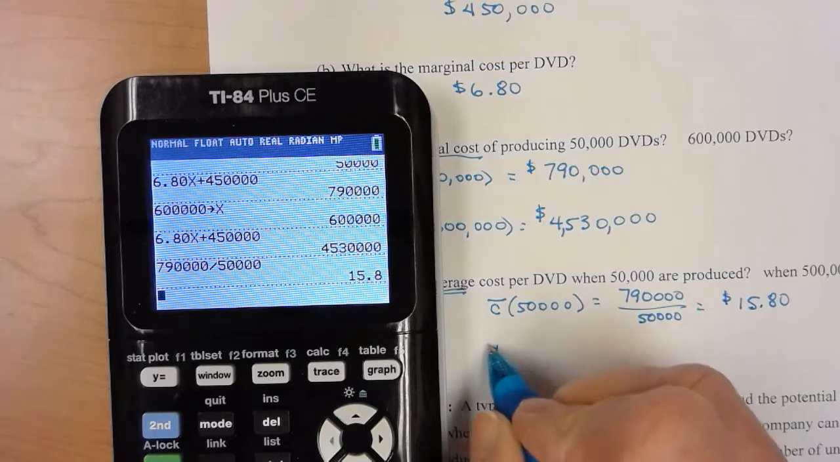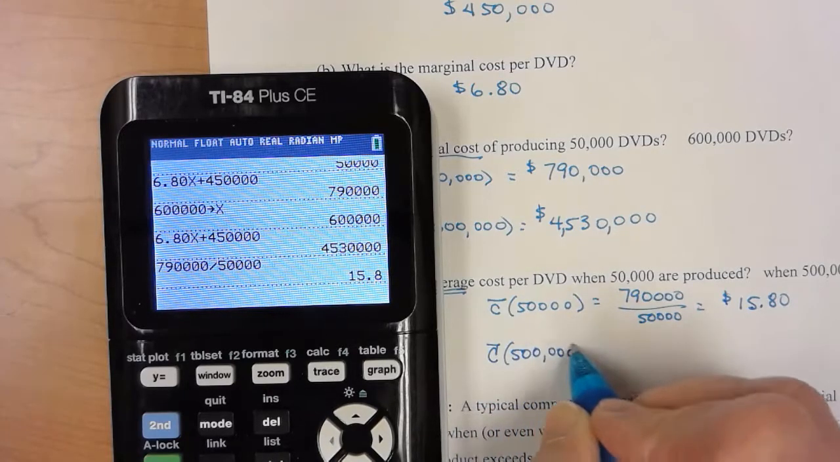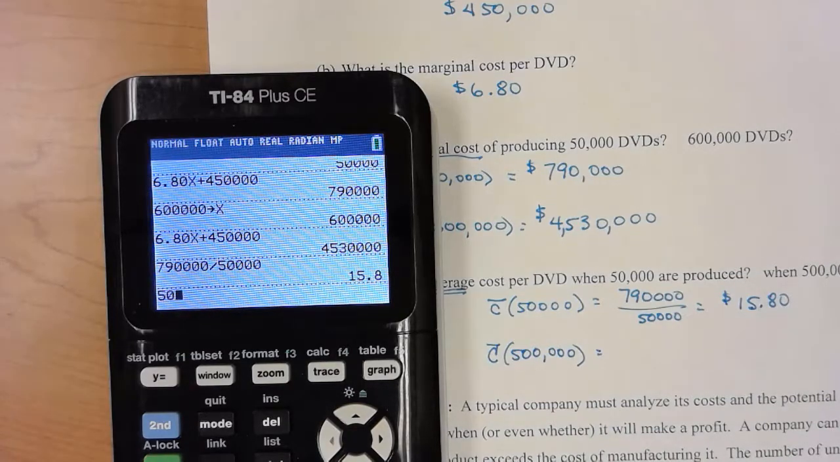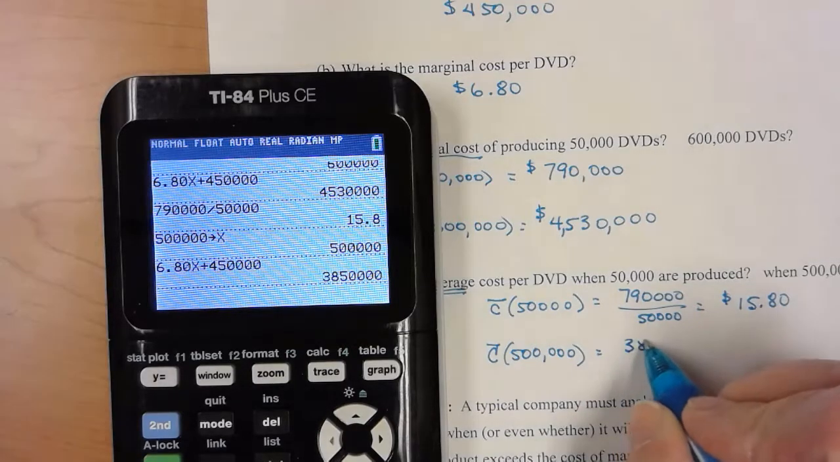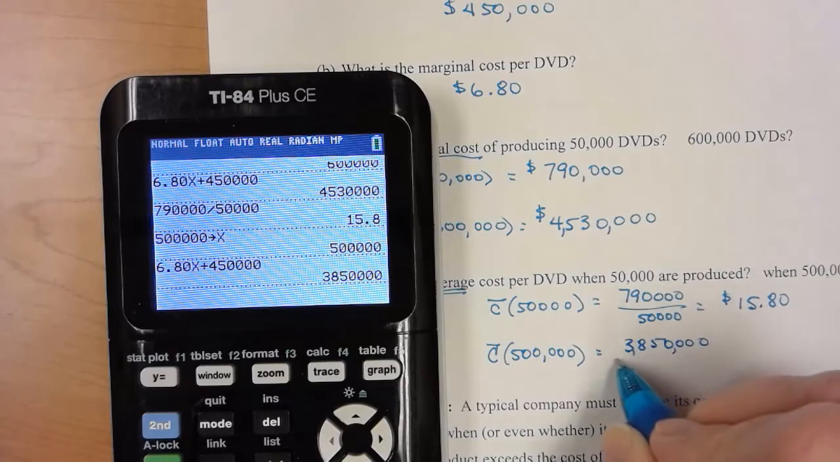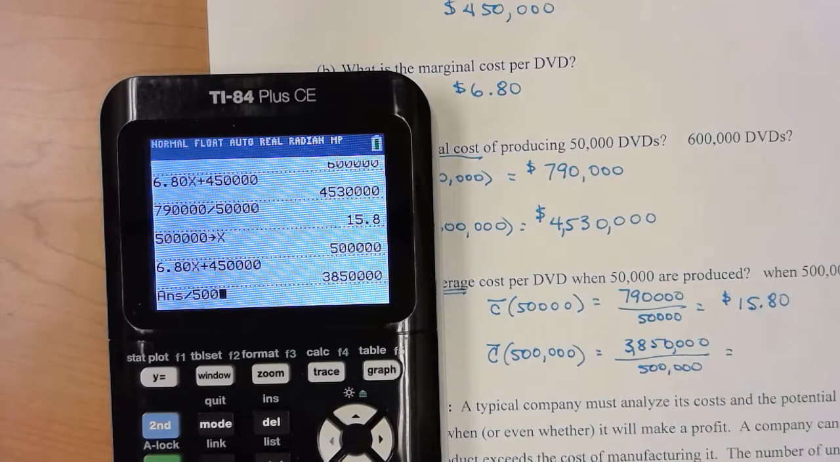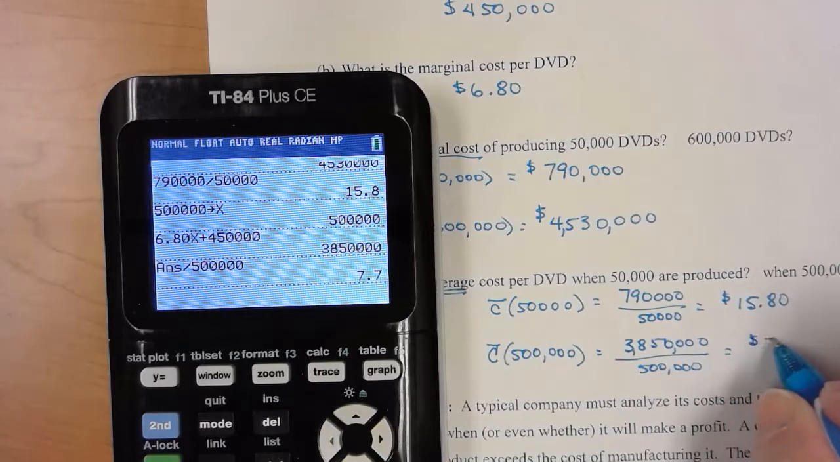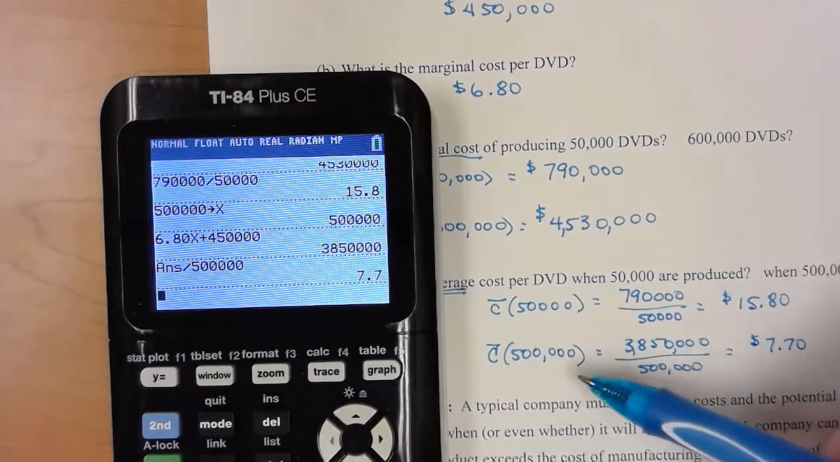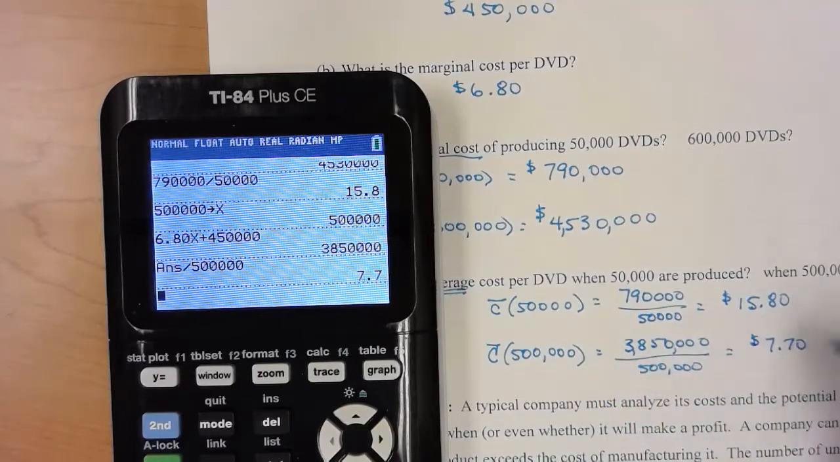Now 500,000, and we have to go find our cost first. 6.80X plus 450,123. So 3,850,123. So go ahead and divide it while it's right here. So if they make 500,000, then it's going to cost $7.70 per CD. This is per unit cost. The more they make, the smaller the average cost gets.